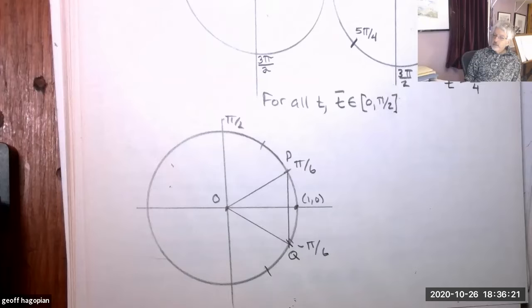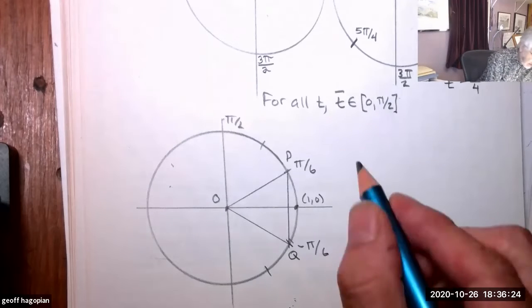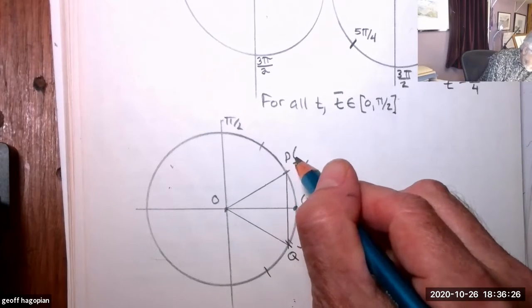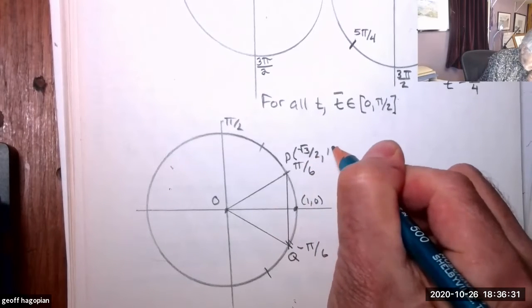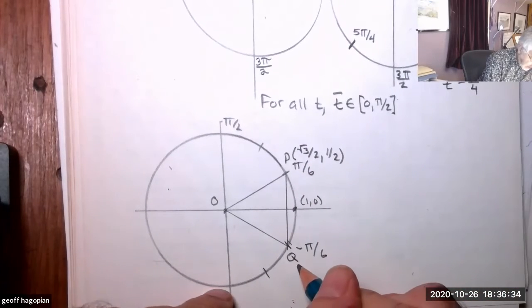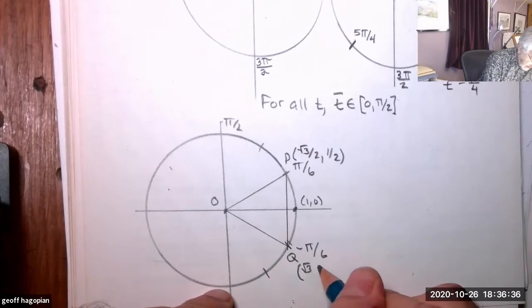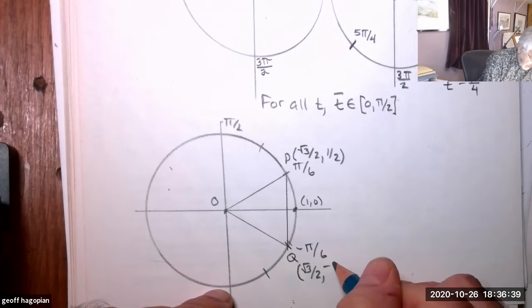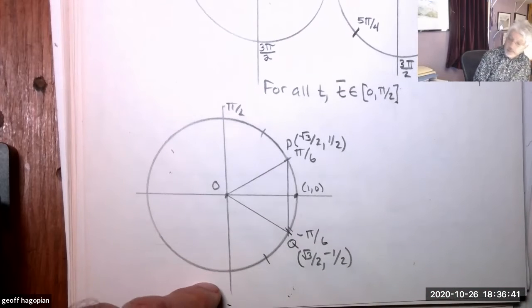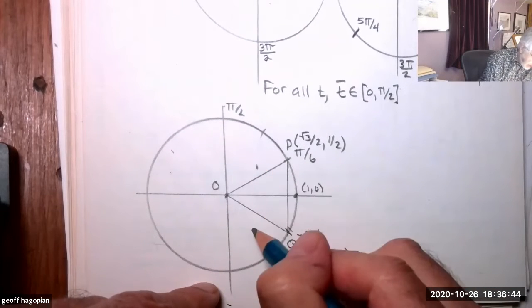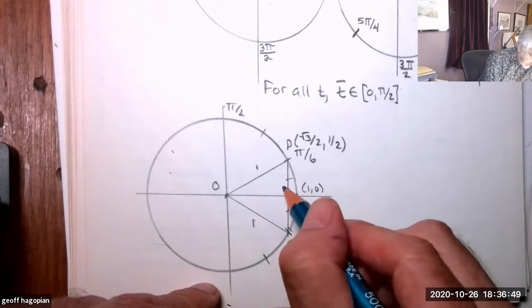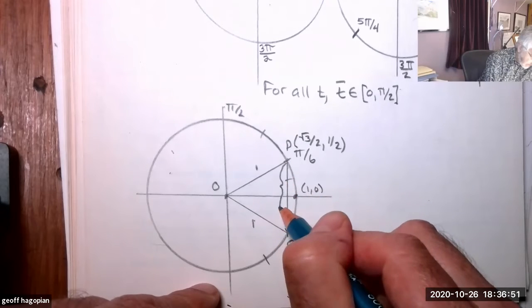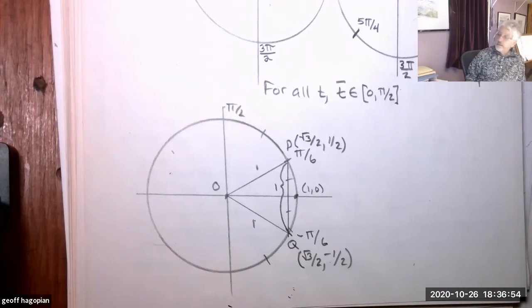Well, what was our argument for this? I contend that the terminal point here is square root of 3 over 2, 1/2. And the terminal point here has the same x coordinate, right? But the y coordinate is negative 1/2. And these are both length 1. And so this is 1/2 up and this is 1/2 down. So this is also 1, right? So that's an equilateral triangle.